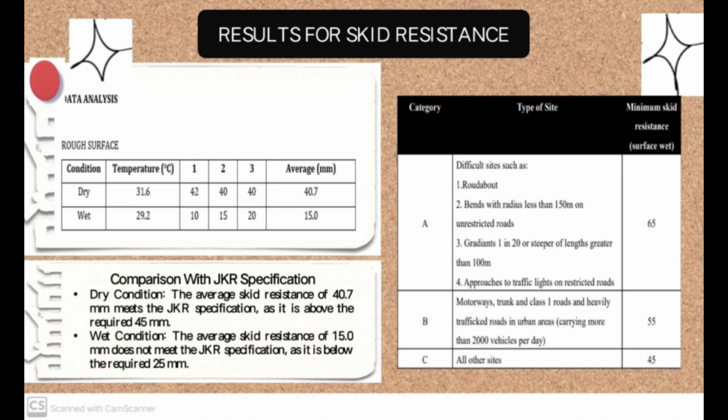Result for skid resistance: comparison with JKR specification. For the dry condition, the average skid resistance of 40.7mm meets the JKR specification as it is above the required 45mm. For the wet condition, the average skid resistance of 15.0mm does not meet the JKR specification as it is below the required 25mm.